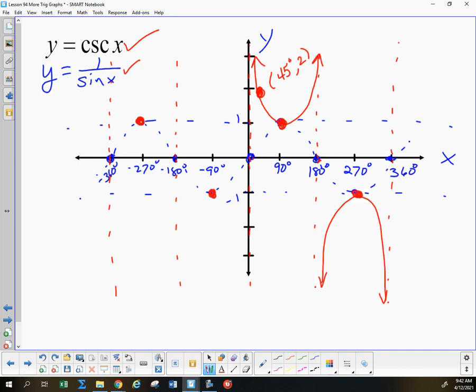Same thing between 0 and negative 180. Sine's also negative. So 1 over those negatives, I only get more negative numbers. Between negative 180 and negative 360, sine is positive. So once again, I get a u like this, and that pattern would repeat over and over and over again, alternating between right side up and upside down u's.